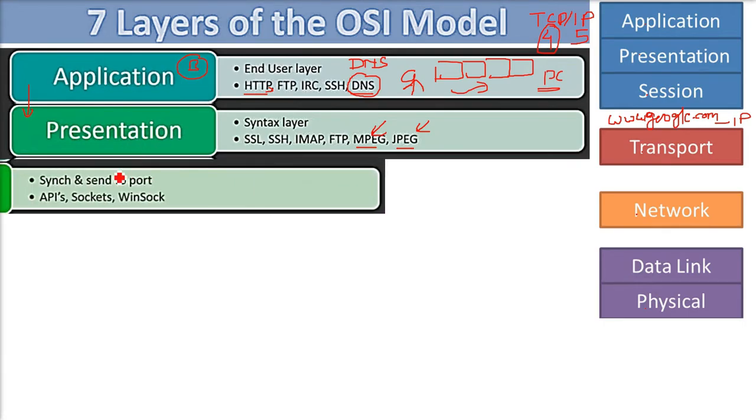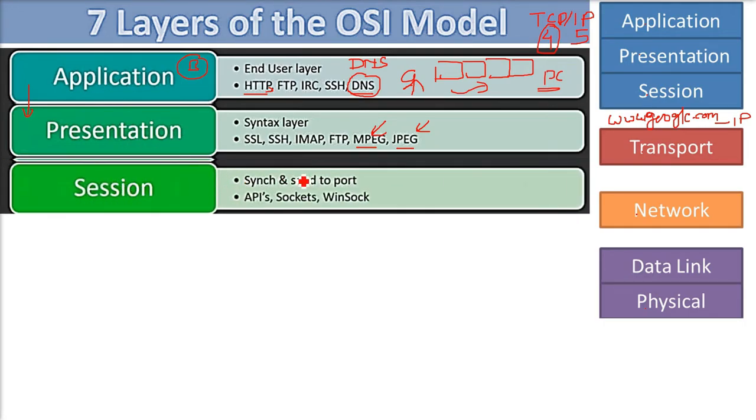And whenever some communication happens, there is a session. After some time the session will end. So synchronization and sending to port, that is the APIs, the sockets and WinSock, all is done here in the session part of this 7-layer protocol stack.